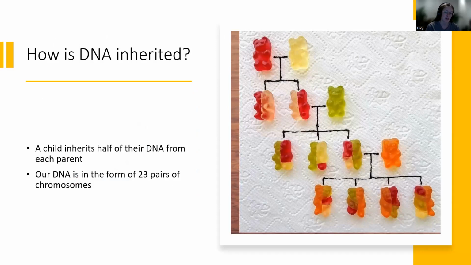I find this picture of gummy bears quite useful as I'm a visual learner. So as you can see, a red parent and a white parent together make children that are half red and half white. Similarly, when the half red, half white child has children with a green bear, then they have children that are half green, quarter red, and quarter white. This is really useful for imagining and picturing how DNA is inherited. Your DNA is in the form of 23 pairs of chromosomes. So that's 23 pairs of those X-like structures.